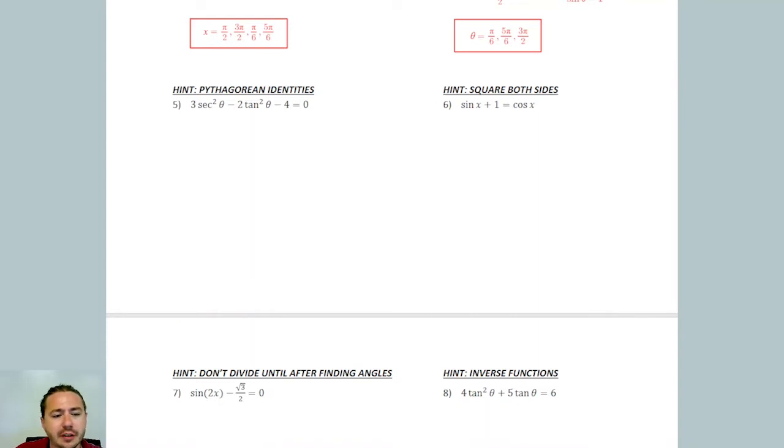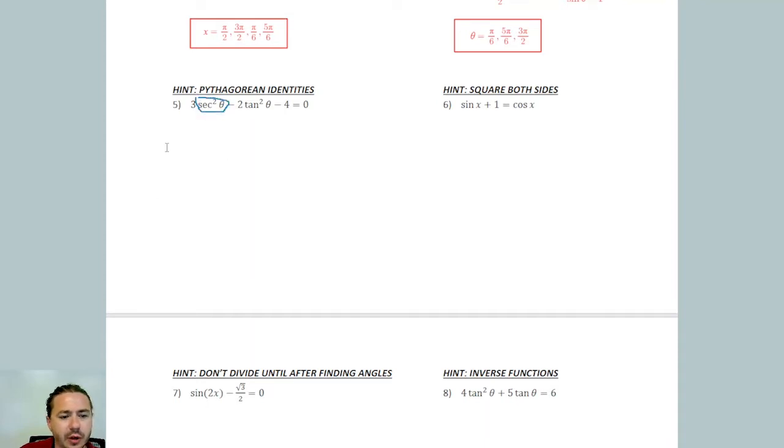Number 5, we're starting to get serious here. This is going to be the first one where we use our Pythagorean identities. What we want to do is write one of these in terms of either tangent or secant. It doesn't really matter which one you pick, so we'll just pick one. We will use a Pythagorean identity to rewrite this one, secant squared theta.